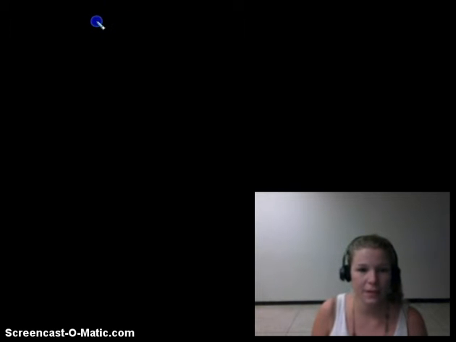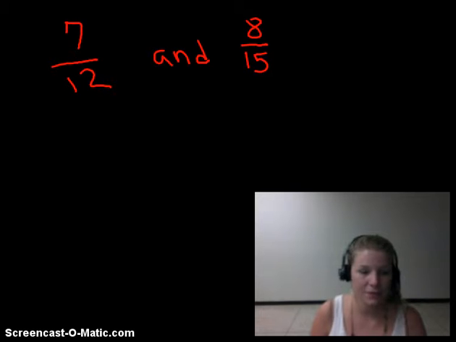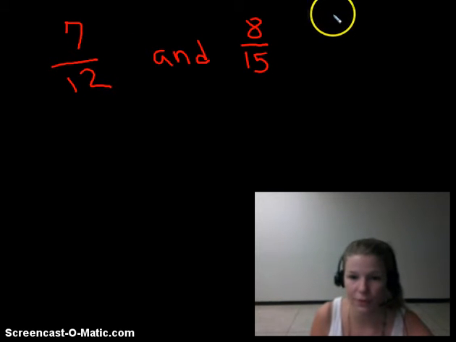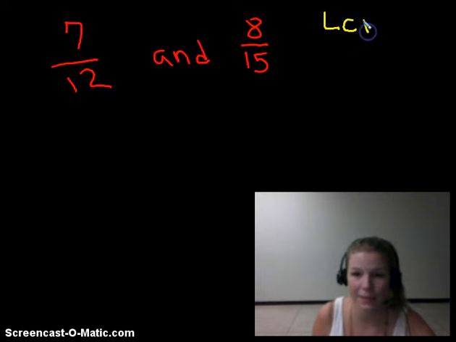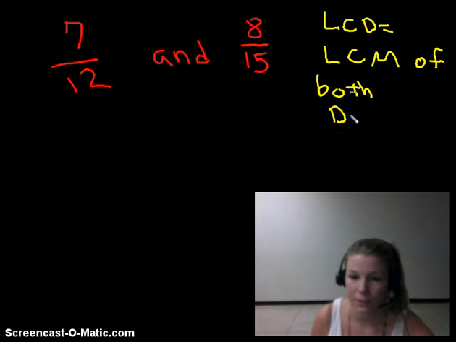I have 7/12 and I have 8/15. When I say least common denominator, the least common denominator is finding the least common multiple of 12 and 15. All right, so we would say the least common denominator equals the LCM of both denominators. So our denominators are 12 and 15.